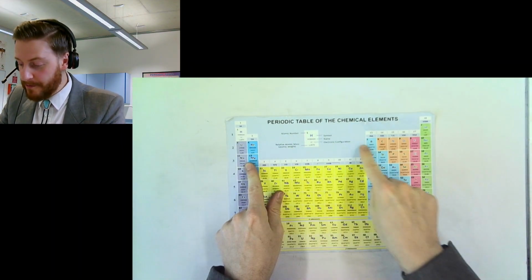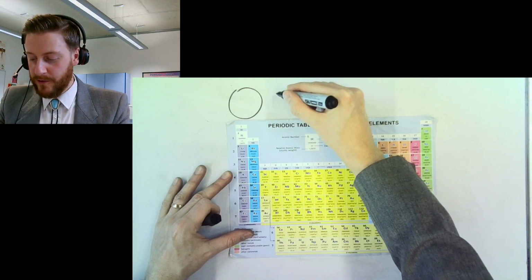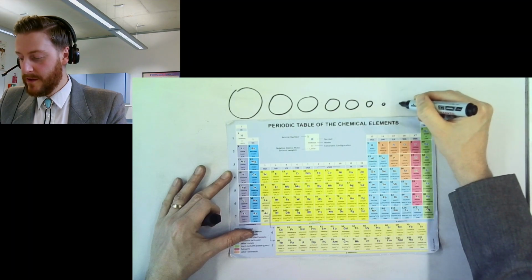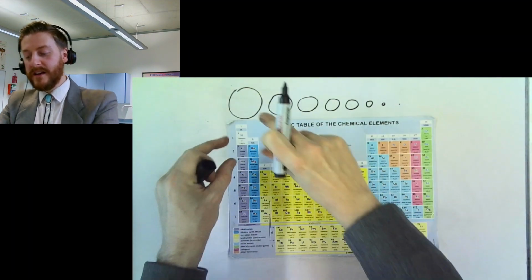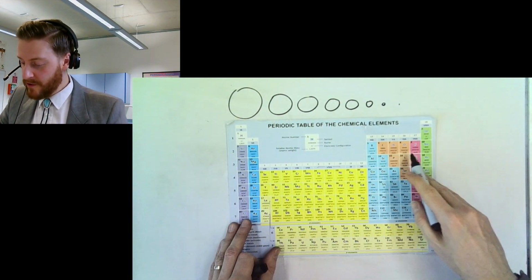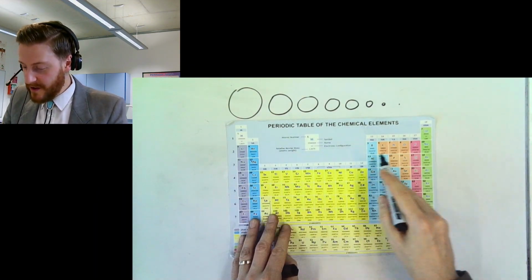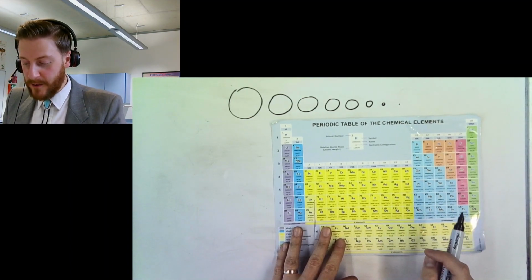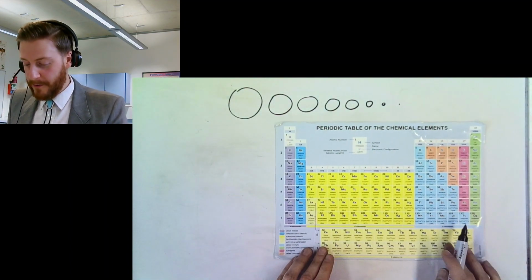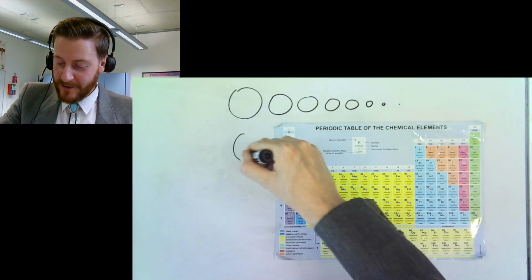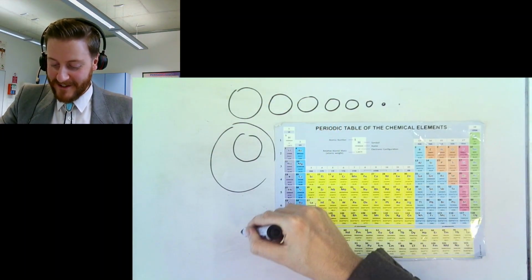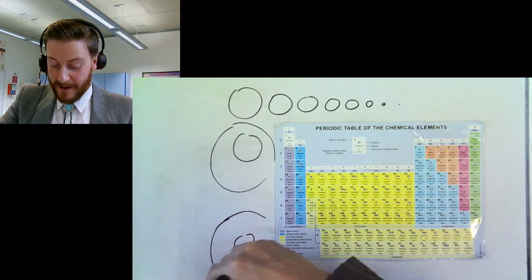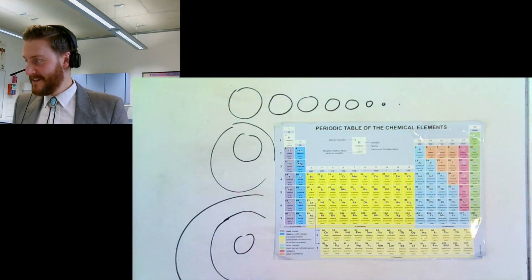Every time I add an extra proton, my electrons are pulled closer and closer and closer towards the nucleus. So it's decreasing in size across a period because that increase in the number of protons pulls everything in a little bit closer. And as I go down a group of the periodic table, I'm adding extra layers. And by adding extra layers, it's going to get very big, very fast.